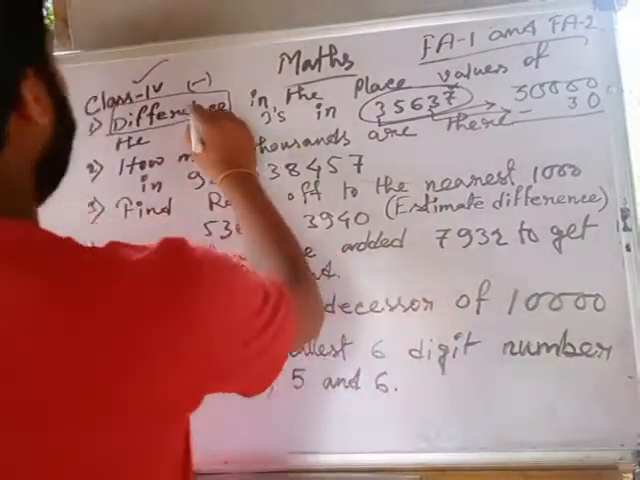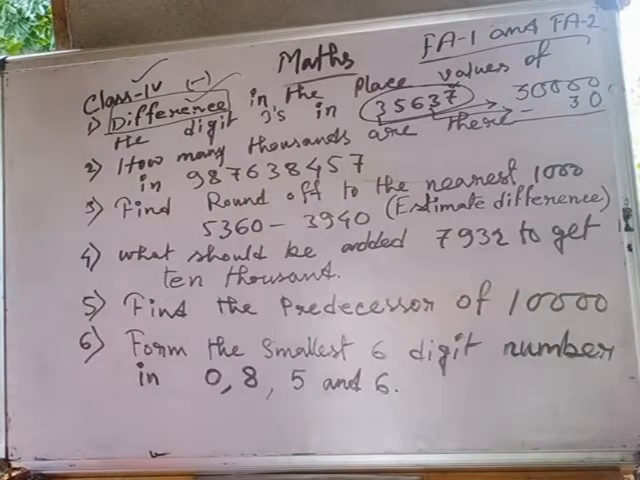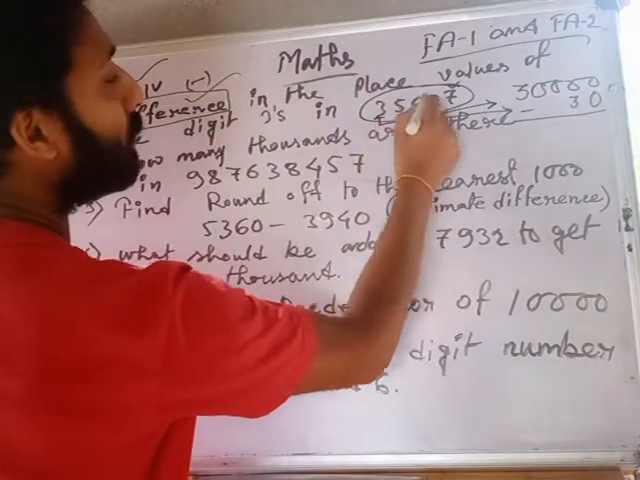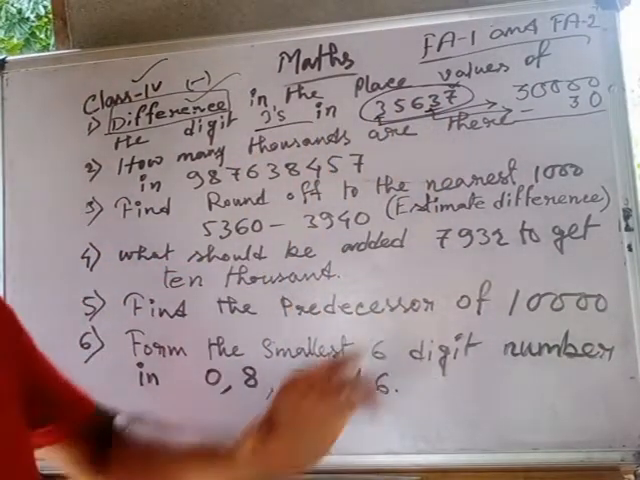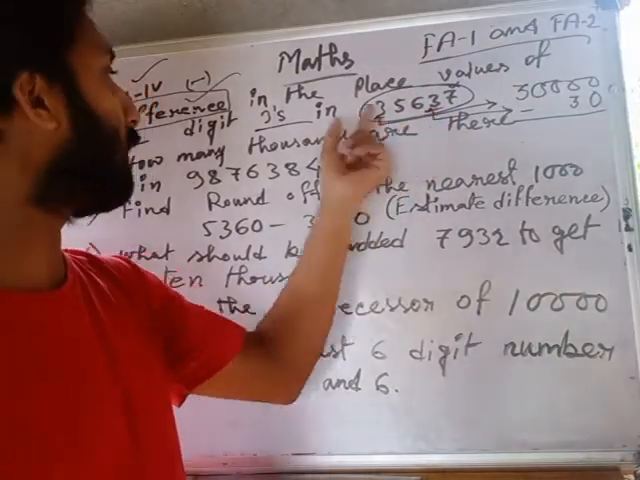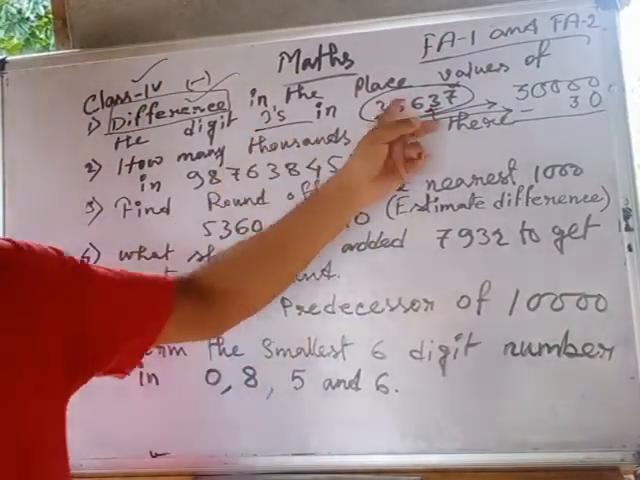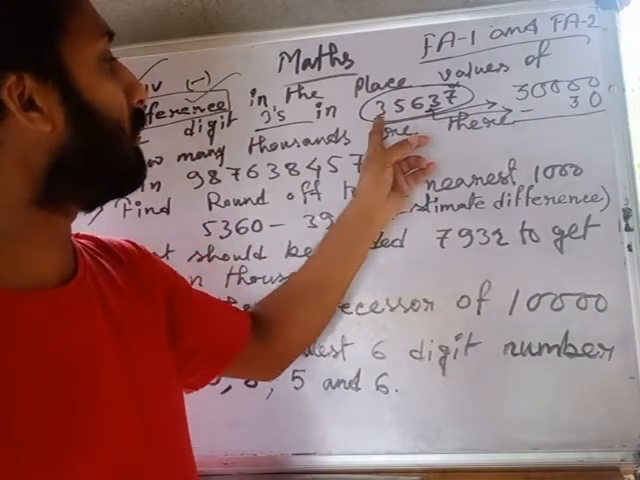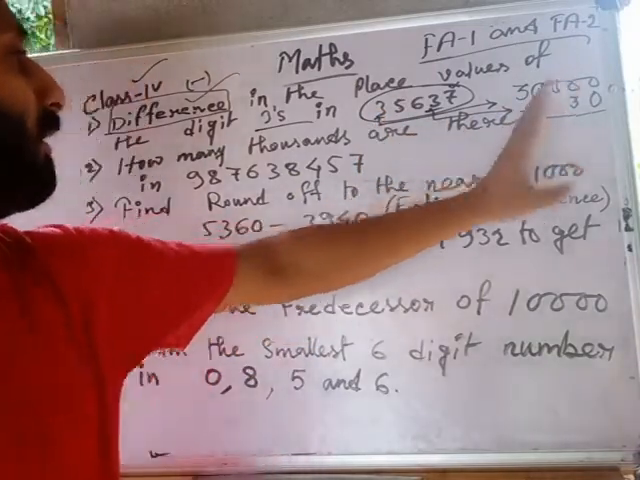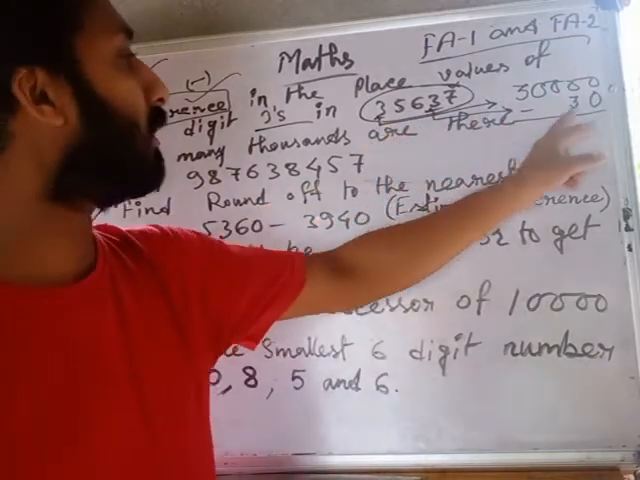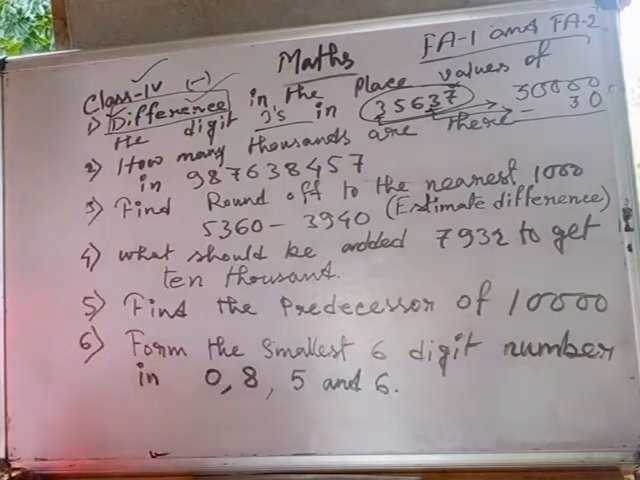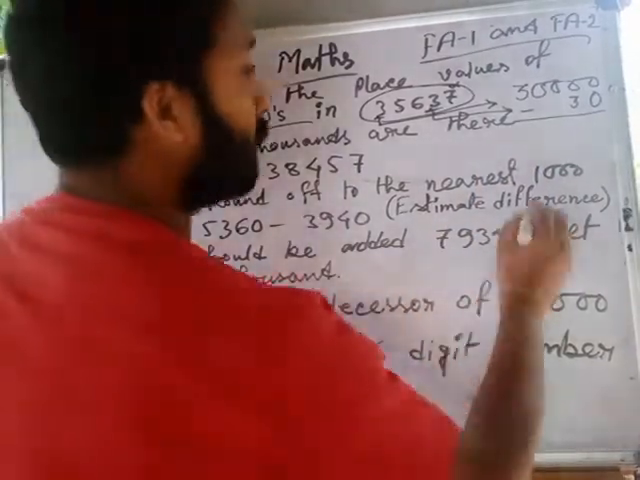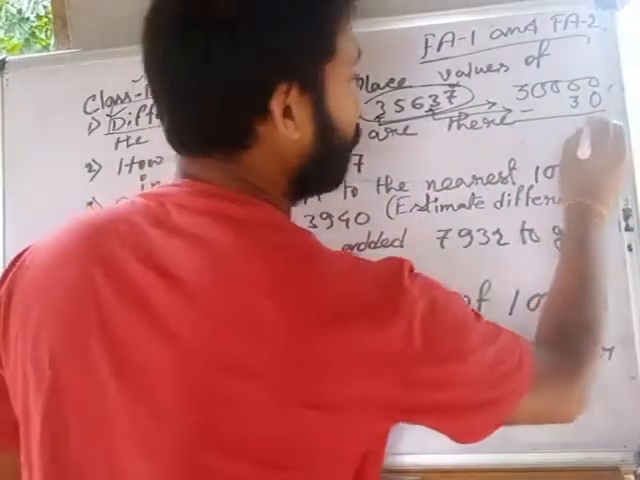That means we should subtract the numbers, because here it is the difference. Subtract the 3's place value. At first we will find out the place values of these two 3's. The place value of this 3 is 30,000 and of this 3 is 30. So we should subtract, because it is the difference. Find the difference. That means we should subtract the numbers or subtract the place values.